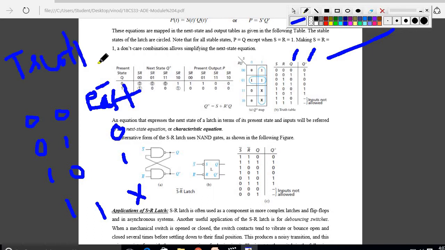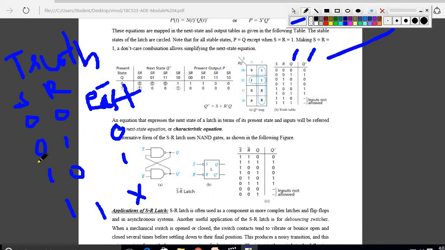So this truth table you have to apply here. This is S and this is R. When both are 0 0, it is the past value, so Q is 0, and I need to write the present value the same as the past value. If it is 1, past value 1, you write 1. If it is 0, write 0.